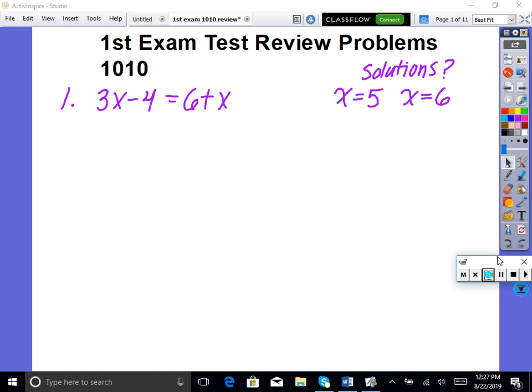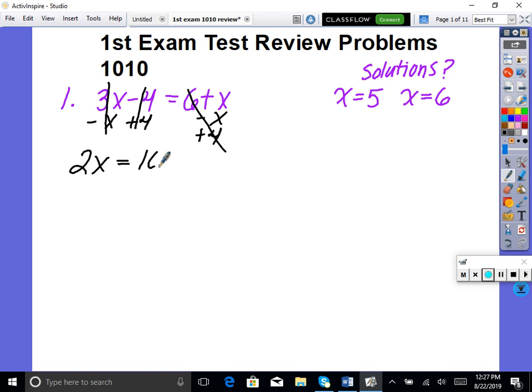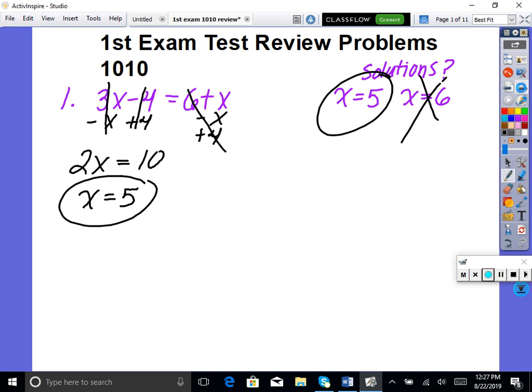So what I would do, first of all, a couple ways to do it. You could just solve directly and circle the answer, or plug in 5 and 6 and see what's a true statement. To me, it's just easier to just go ahead and solve and then compare it. So I'm going to subtract x, add 4. So then over here, I have a 2x. That's gone, equals 6 plus 4 is 10. So x equals 5. So then I would know 5 is a solution, 6 must not be a solution.